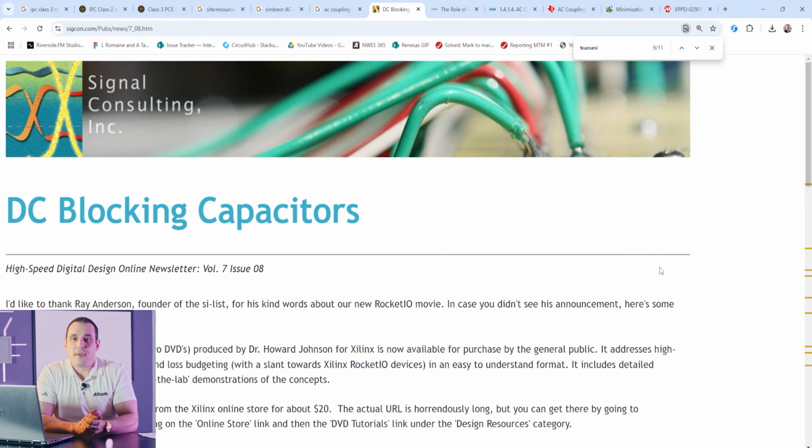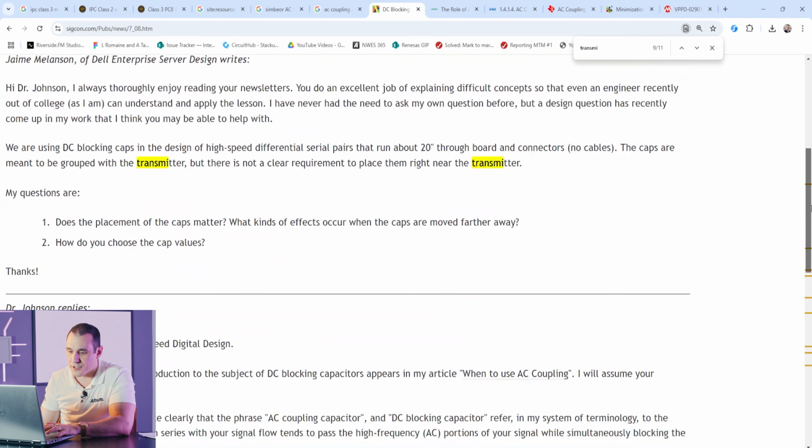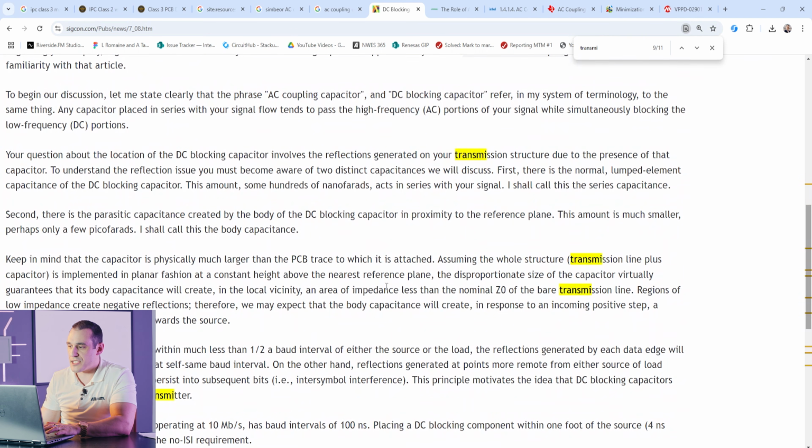Now let's see what some SI experts have to say about this topic. Here I'm on sigcon.com, and you should all know this is Dr. Howard Johnson's website, and here he has a page specifically about DC blocking capacitors. As we scroll down here, we're going to see that he gives us two different motivations for installing the AC coupling caps near the transmitter or near the receiver.